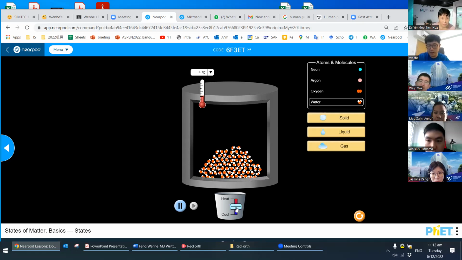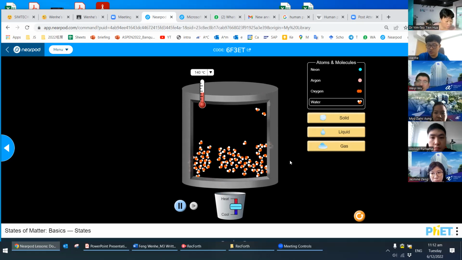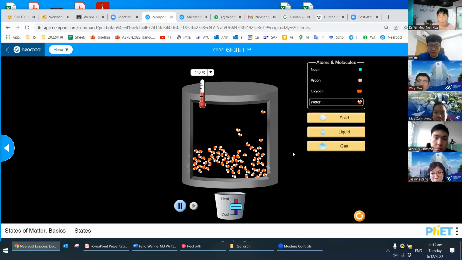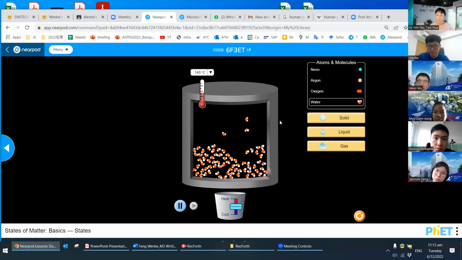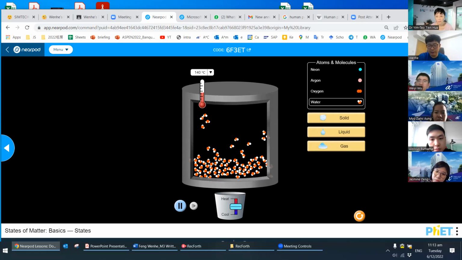And if you then heat it up further over 100 degrees, what happens is that you see some of the molecules will go upwards. Okay, now we have the water steam. So this would be a demonstration of the changing of the states of a material, from solid melting to liquid, and liquid vaporizing to water vapor.